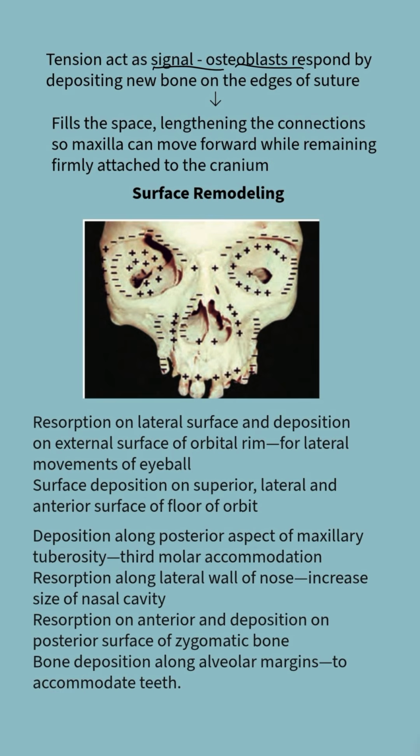Then surface remodeling. Resorption on the lateral surface and deposition on the external surface of the orbital rim for lateral movements of eyeball. Surface deposition on the superior, lateral and anterior surface of the floor of the orbit. Deposition along the posterior aspects of the maxillary tuberosity for third molar accommodation, and resorption along the lateral wall of the nose to increase size of nasal cavity. Resorption on the anterior and deposition on the posterior surface of the zygomatic bone, and bone deposition along alveolar margin to accommodate teeth.